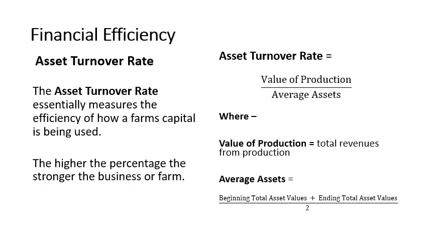Another measure of financial efficiency, and I think this one is in some ways easier to grasp, is asset turnover rate. And that measures how efficiently a farm's capital is being used. So when you go out and you buy a big piece of capital equipment, how much are you actually utilizing it in the wealth that you're generating? And the higher the percentage, the stronger the business or farm. And so it would be the value of production divided by your average assets. And your value of production is your total revenues from production.